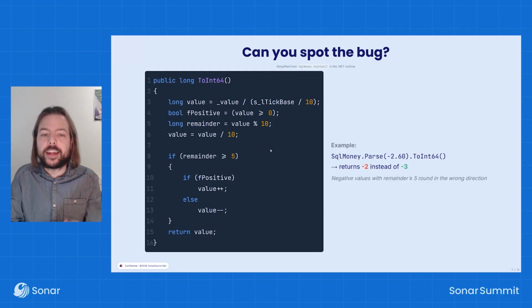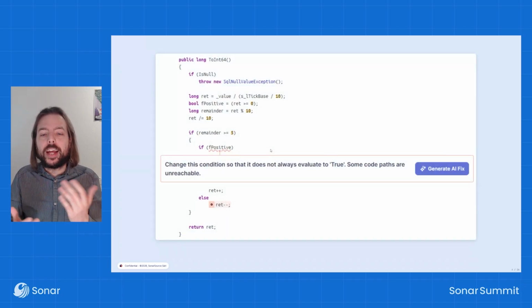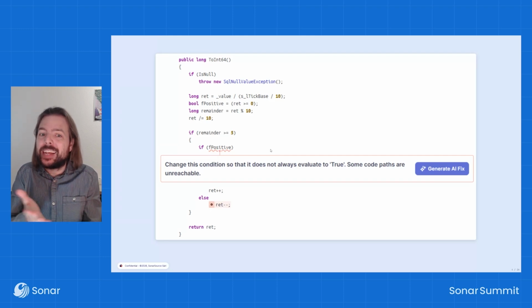And this is how the analyzer reports the problem. So you can see it underlines the positive check in the inner if and says that it always evaluates to true and that the else is actually unreachable. So the analyzer is like, there's something wrong here. This part of the code is not reachable.